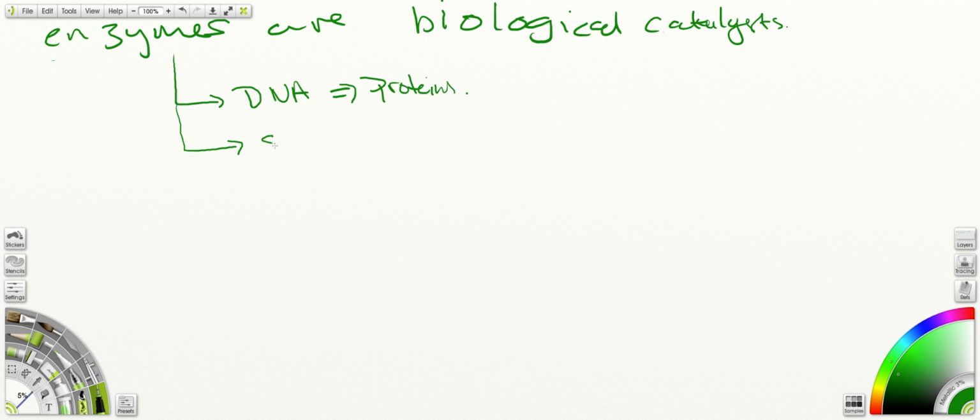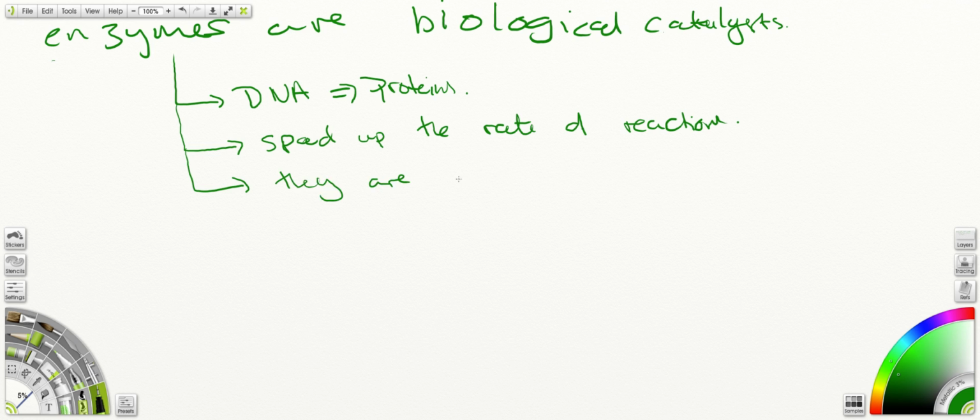What they do is they speed up the rate of reactions, which is brilliant. And they themselves are not used up. So if you have 5 grams of enzymes to begin with, you're going to have 5 grams of enzymes at the end of the reaction. They don't get used up. All they do is speed up the rate of reaction.